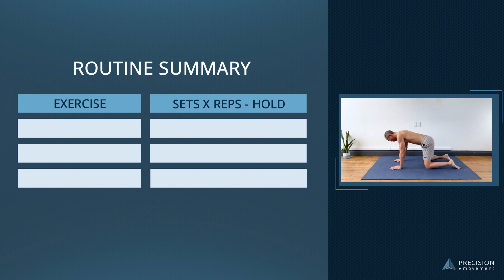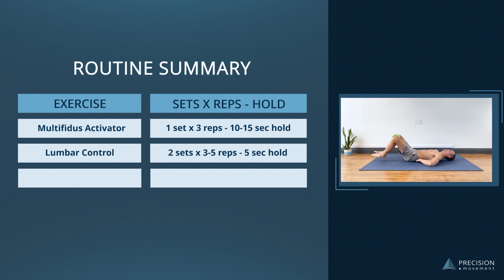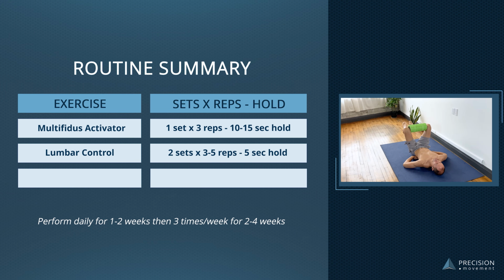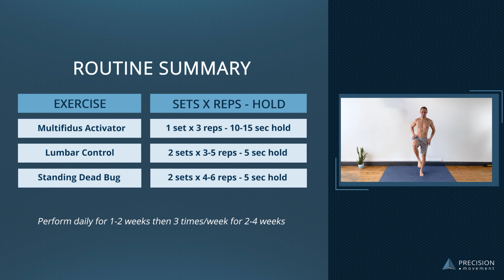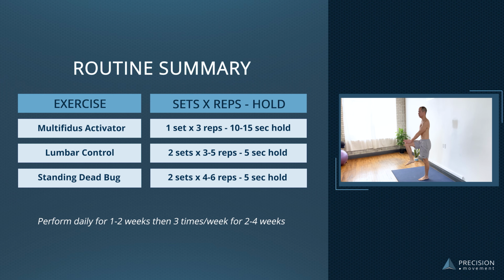To summarize the 3 exercises we went through, we started off with the Multifidus Activator, performed 3 reps holding for 10 to 15 seconds each. After we've woken up the multifidus, then we go to lumbar control. For this technique, you can do 2 sets, anywhere from 3 to 5 reps, holding for 5 seconds on either end of the exercise. And we finished off with the standing dead bug. Do 2 sets of 4 to 6 reps, holding each rep for 5 seconds.